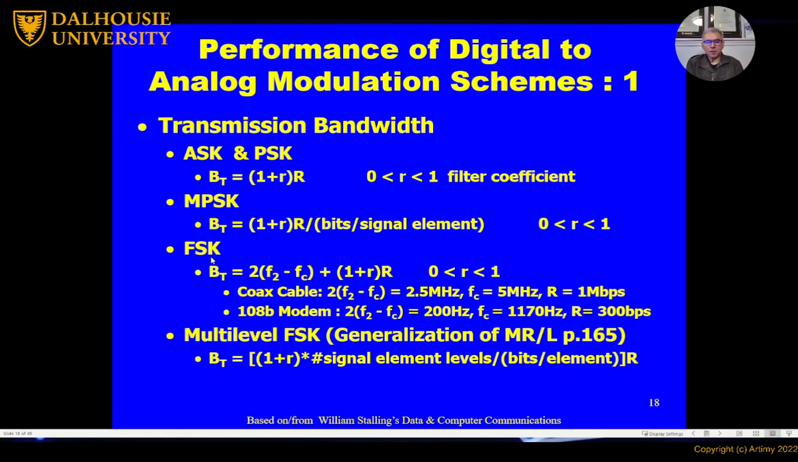For frequency shift keying, we need the 1 plus r multiplied by R, but we are adding this element here, which is twice the difference between the two frequencies. We need two frequencies. Remember, for frequency shifting, we need two frequencies. So now, if I compare this to the ASK, I need extra bandwidth to do that. And as I said before, that's the disadvantage of frequency shift keying: I need more bandwidth. Now, if the two frequencies that I choose are far apart, the difference between them will be big as well, so the added bandwidth will be higher. If the two frequencies are close to each other, then the added bandwidth will be less.